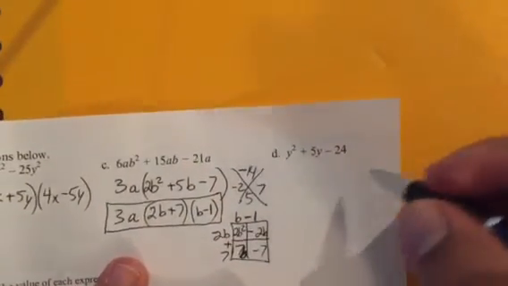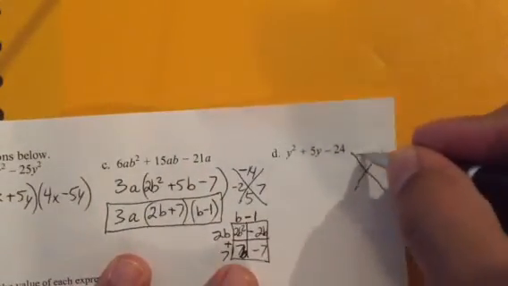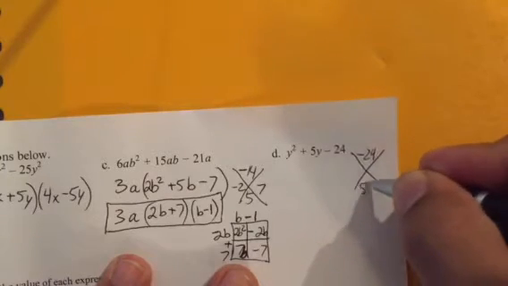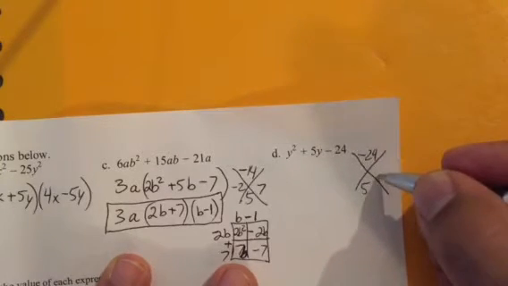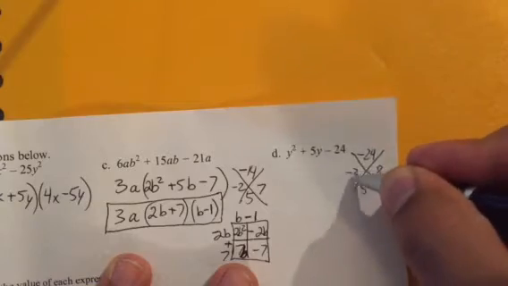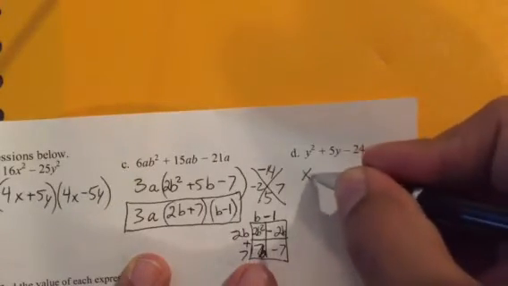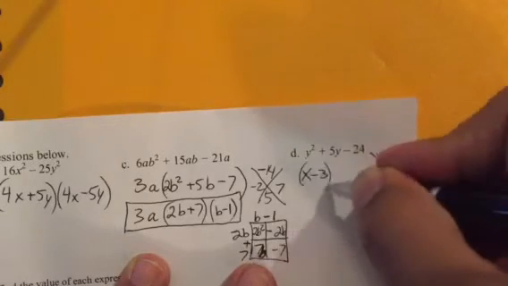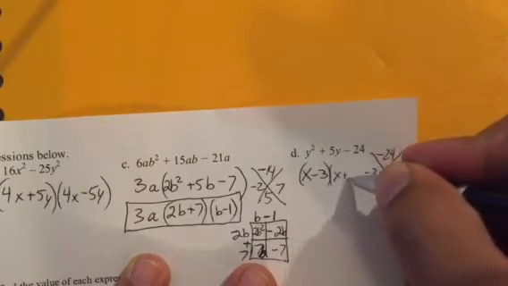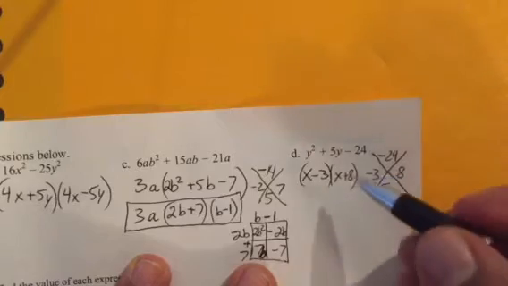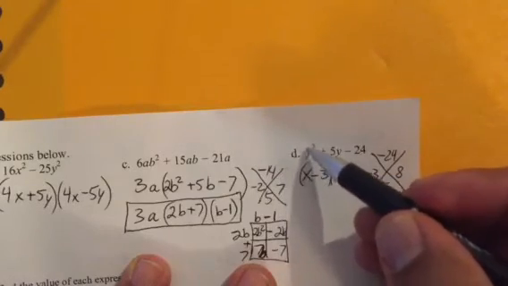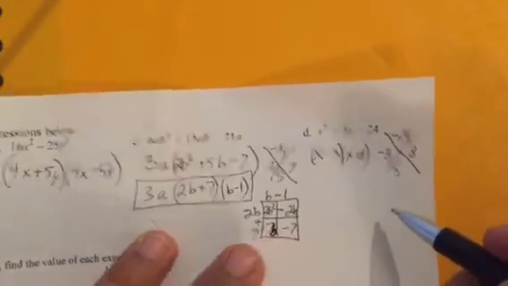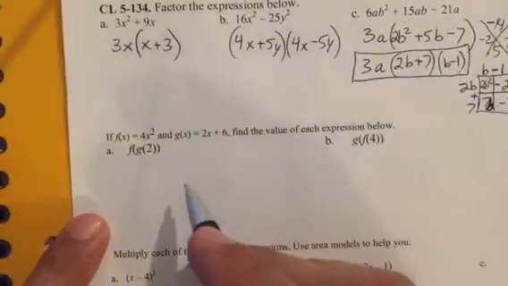For this one, it's a little simpler, so we just do the diamond problem. Negative 24, 5. The two numbers that give me this are 8 and negative 3. So my factored polynomial is going to be x minus 3 times x plus 8. Notice that because I have a coefficient of 1, I don't have to do the generic rectangle. Alright, moving on to the next problem.